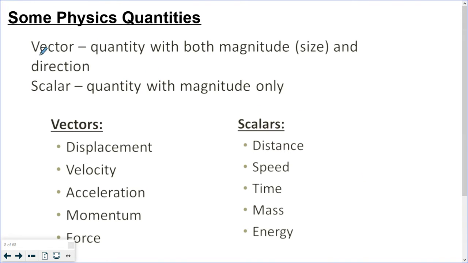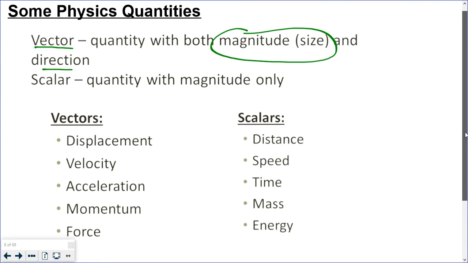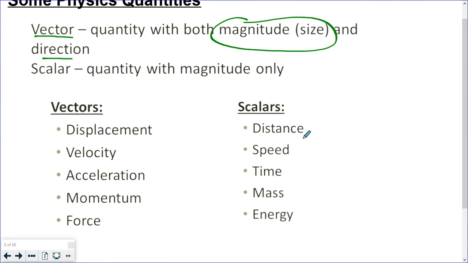Okay. A couple physics quantities. You read through this hopefully in your textbook. A vector is any quantity in physics that has a magnitude, which is a size, and a direction. A scalar is any quantity in physics that only has a magnitude. And here's the common ones that we're going to run into.